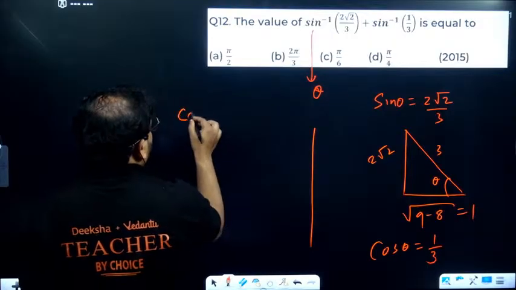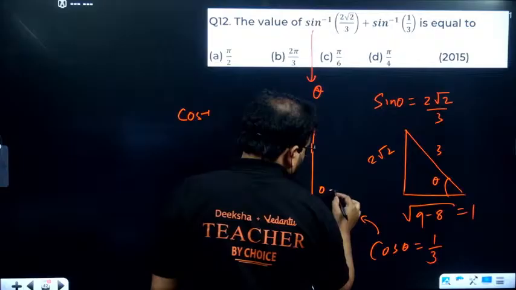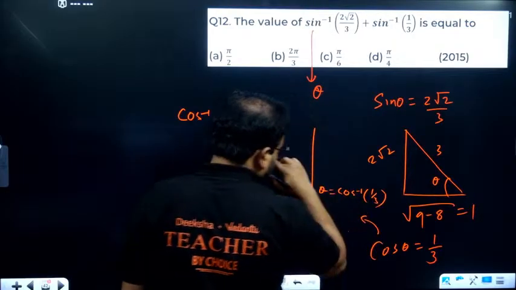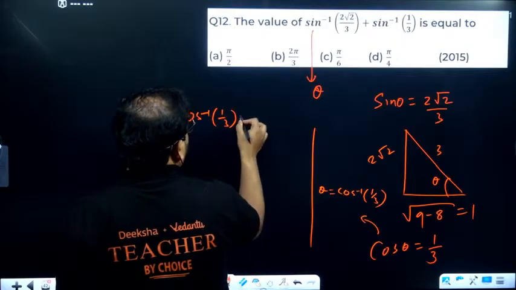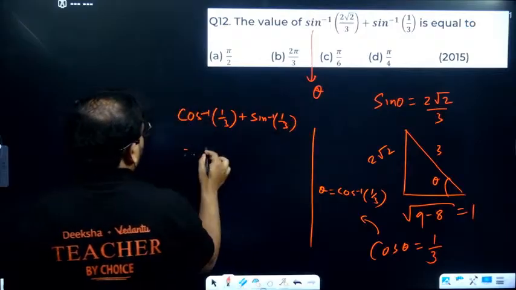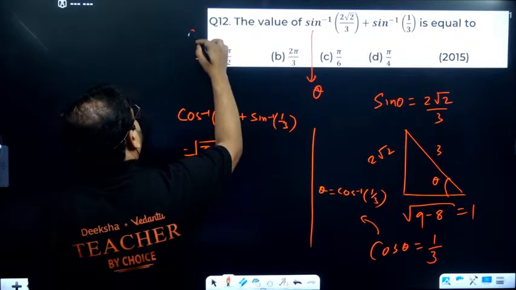Simply, the first term becomes cos inverse. So, if you check from here, you'll have theta equal to cos inverse of 1 by 3. So, cos inverse of 1 by 3 plus sine inverse of 1 by 3 is what the question is now. That is nothing but pi by 2.